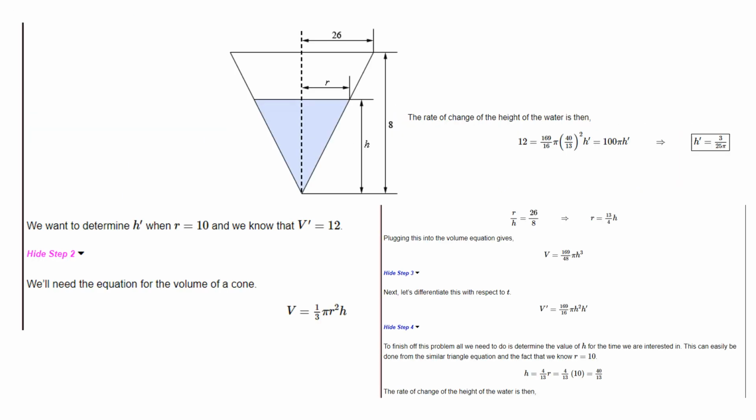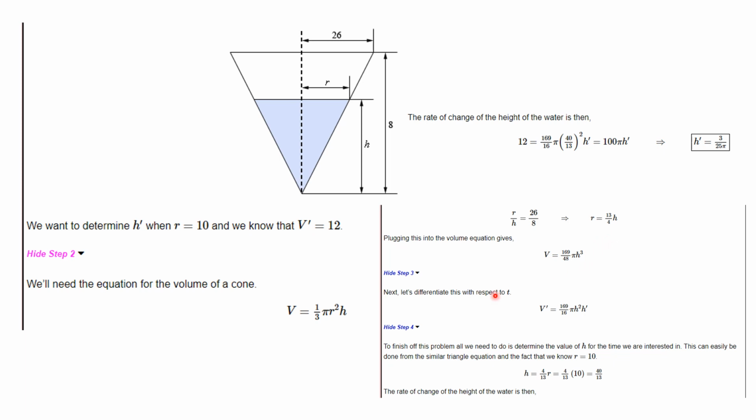This is going to involve similar triangles, and again, this is similar to some problems that we did in class. A key from the similar triangles, so we don't have two variables, r and h, but a single variable, is we recognize that similar triangles gives us that r over h is equal to 26 over 8, and that means that r is equal to 13 over 4 h.